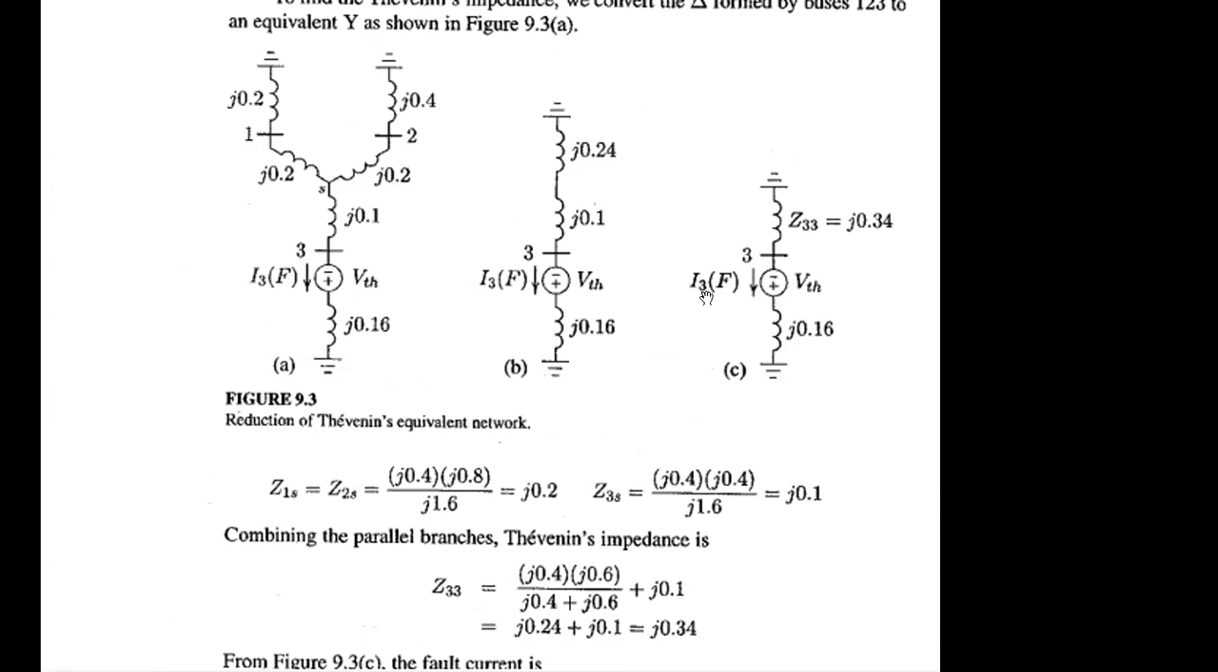Is this diagram okay? The fault current. Can we find it by combining the parallel and series parts? When you make that parallel and series combination, the resultant will give you Z33.